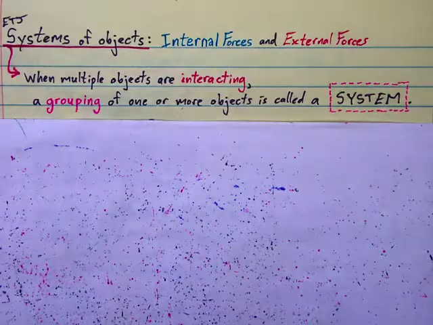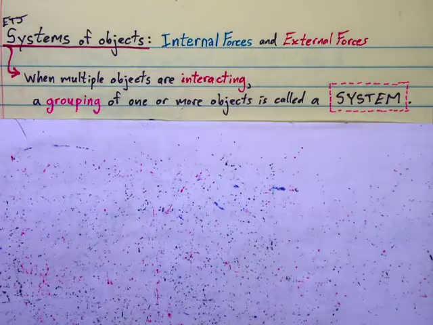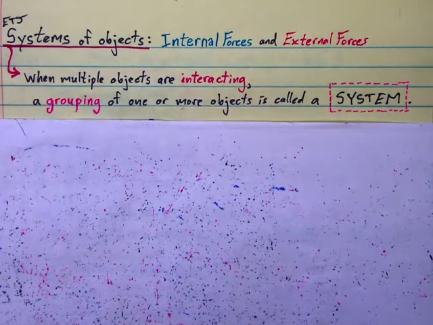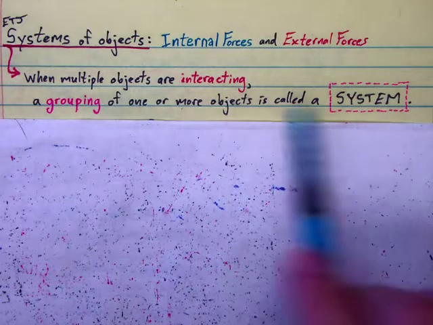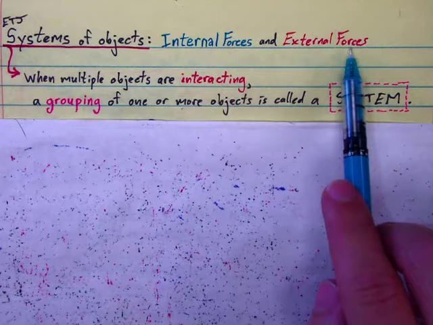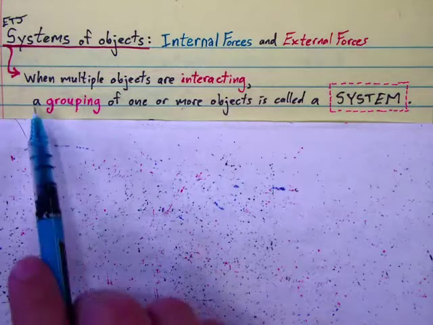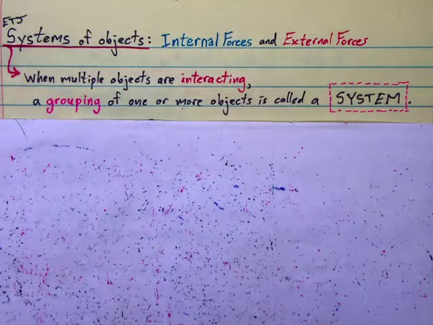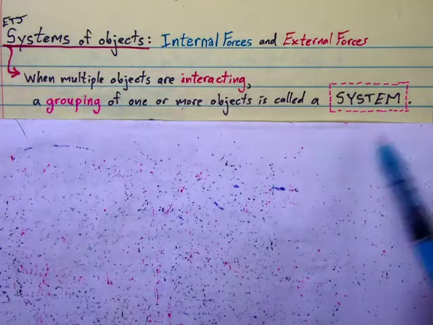When studying scenarios with multiple moving objects, it'll turn out to be useful to define a system of objects and then to classify the forces that are present into these two categories, internal forces and external forces. Okay, so when multiple objects are interacting, a grouping of one or more objects is called a system.